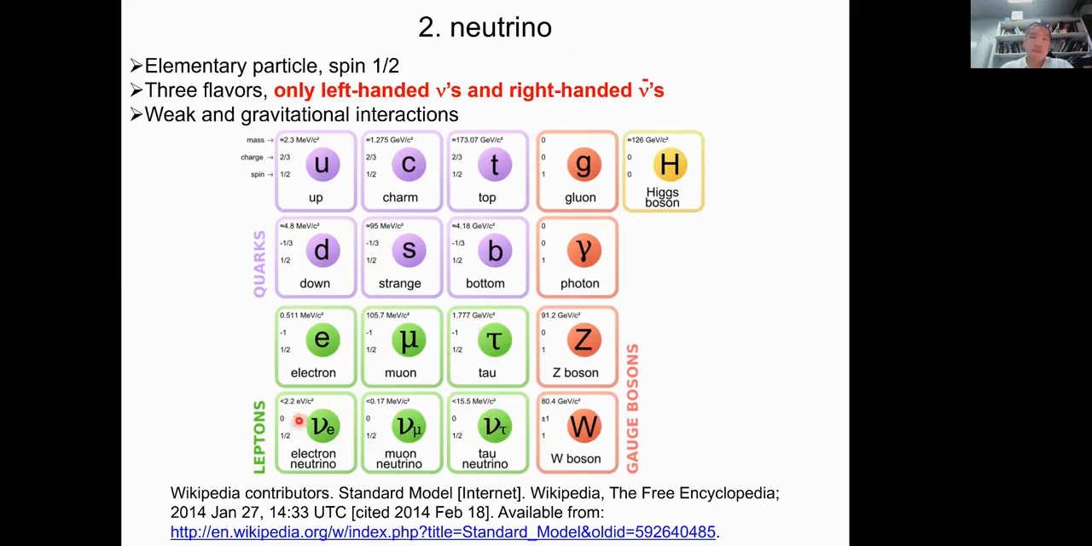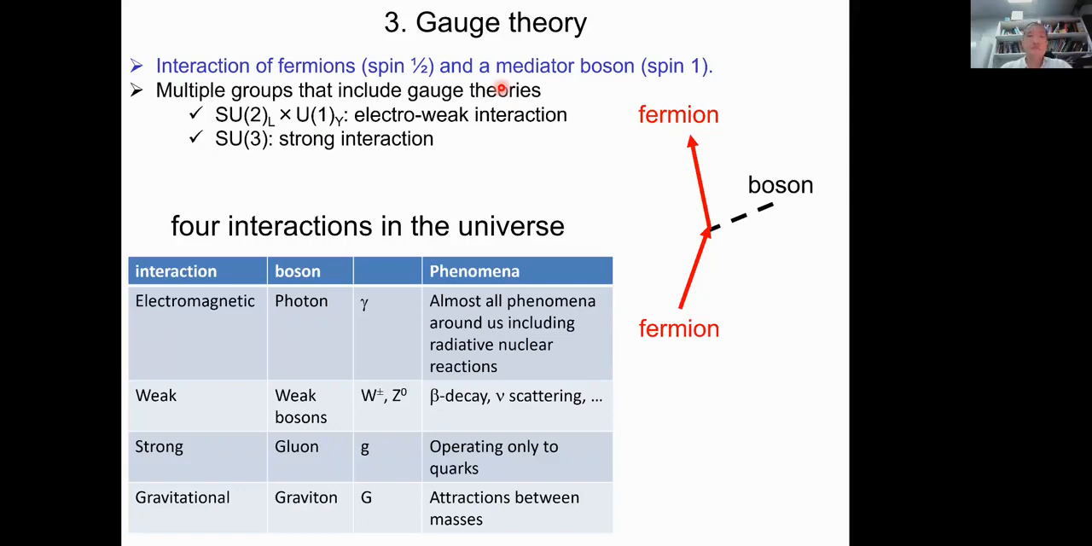Those neutrinos are elementary particles with spin 1/2 in standard model physics. And they have three flavors. Only left-handed neutrinos and right-handed antineutrinos interact. And exactly speaking, neutrinos have mass, so they interact by gravitation also. Then, neutrinos have only two interactions, weak and gravitational interactions. Gravitational interactions are usually not important in physical processes. In today's lecture on the neutrino process in supernovae, the gravitational interaction of neutrinos is not important.